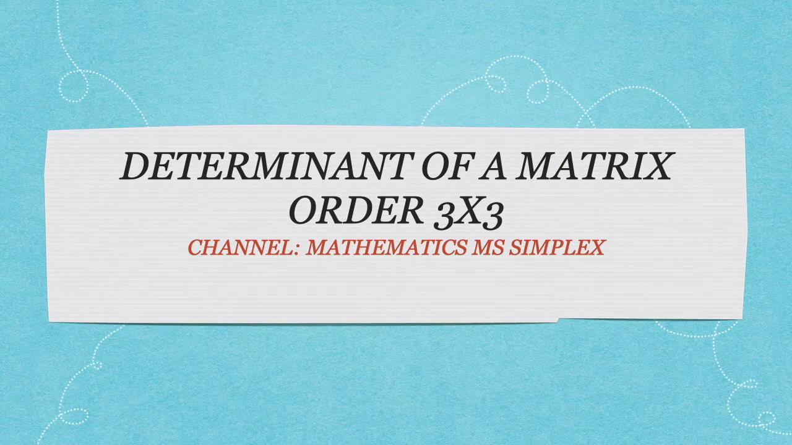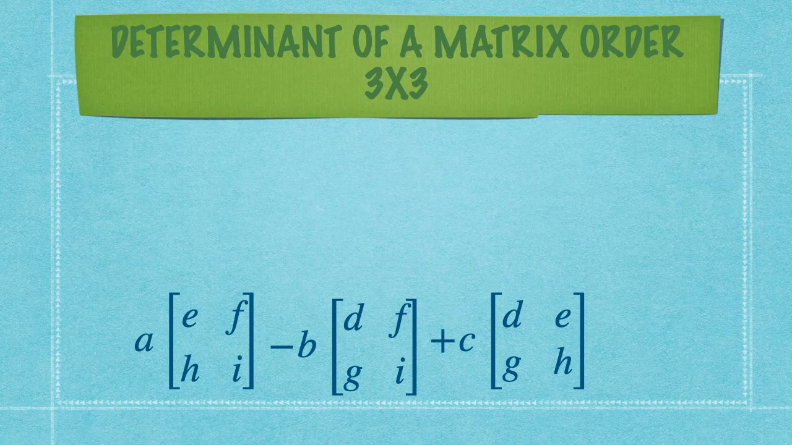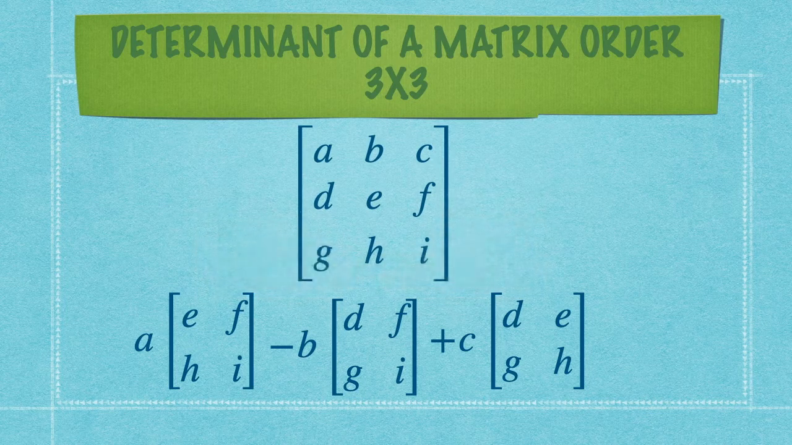Welcome guys, today we'll be doing the determinant of a 3 by 3 matrix. Now we are going to do the determinant of a 3 by 3 matrix. This is a formula where we have A, B, C lining up. So let me explain better.